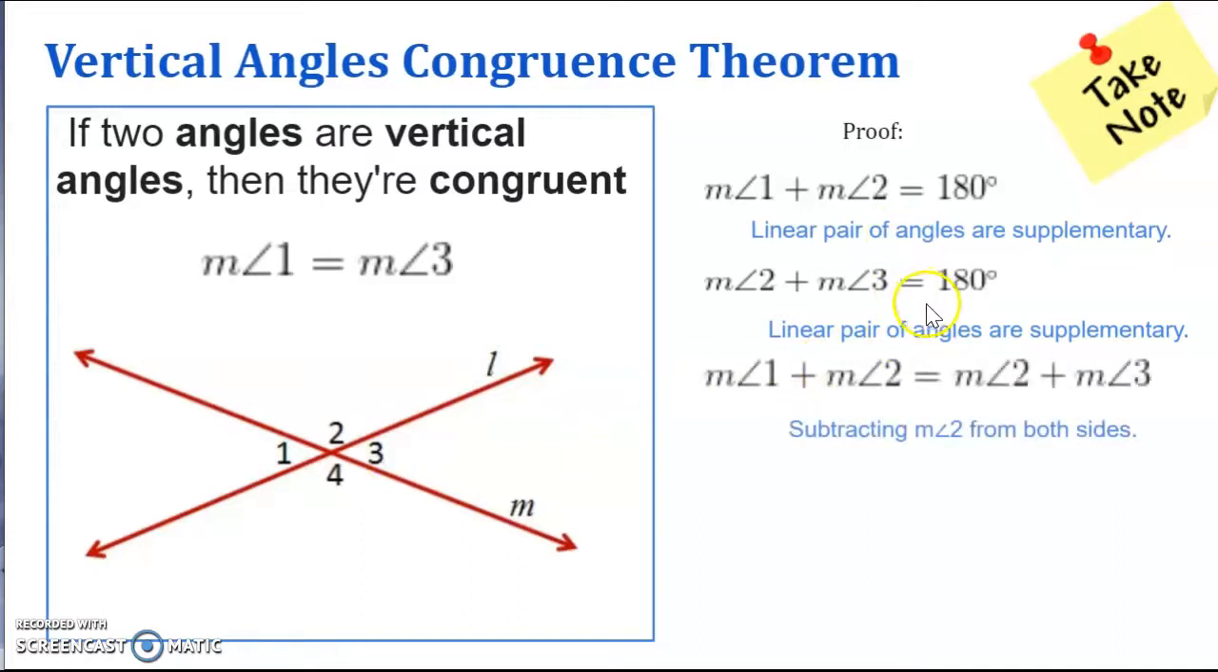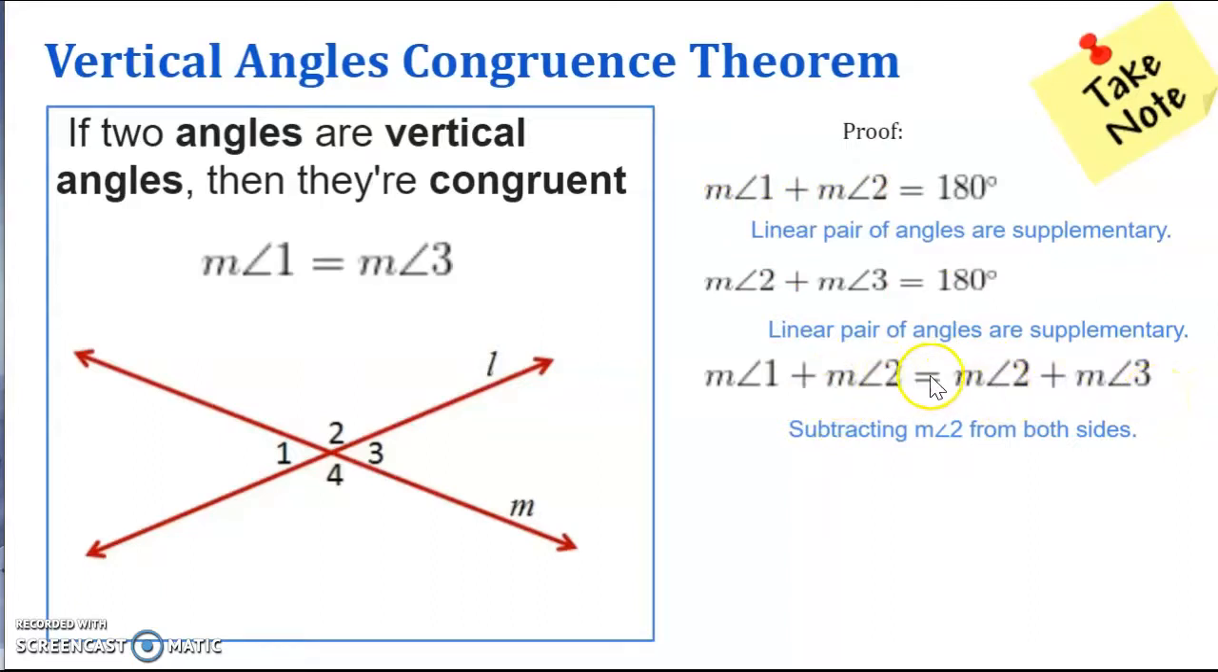Then since they both add to 180 degrees, we can put them together and say that measure of angle 1 plus measure of angle 2, that's from the top first line, is the same as measure of angle 2 plus measure of angle 3.